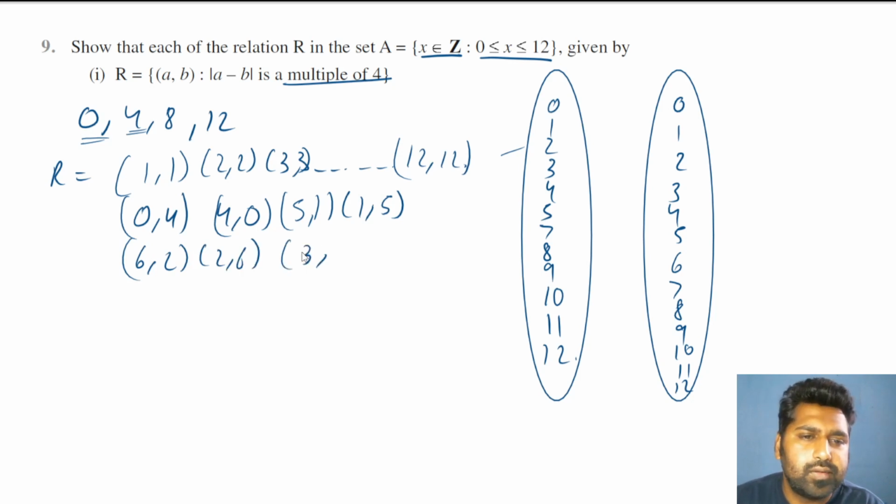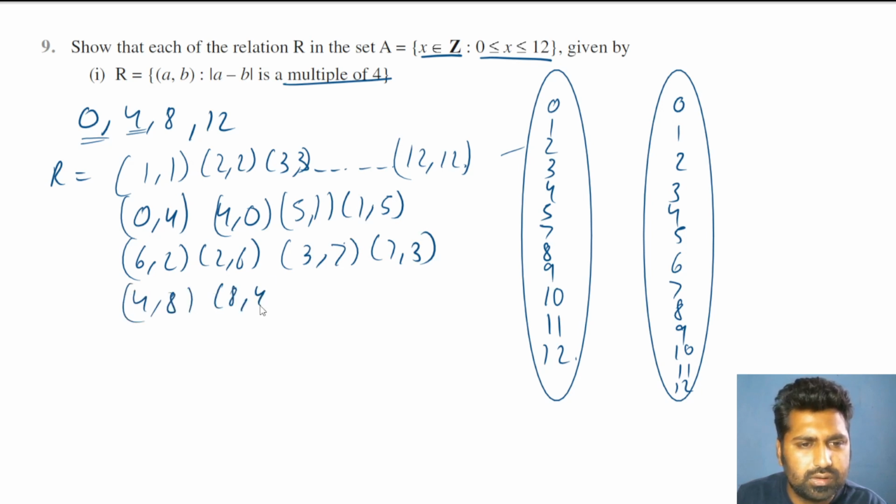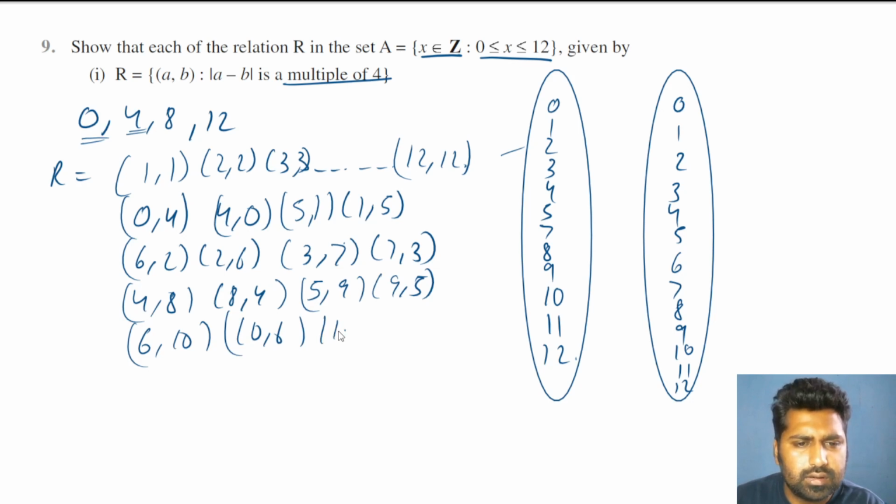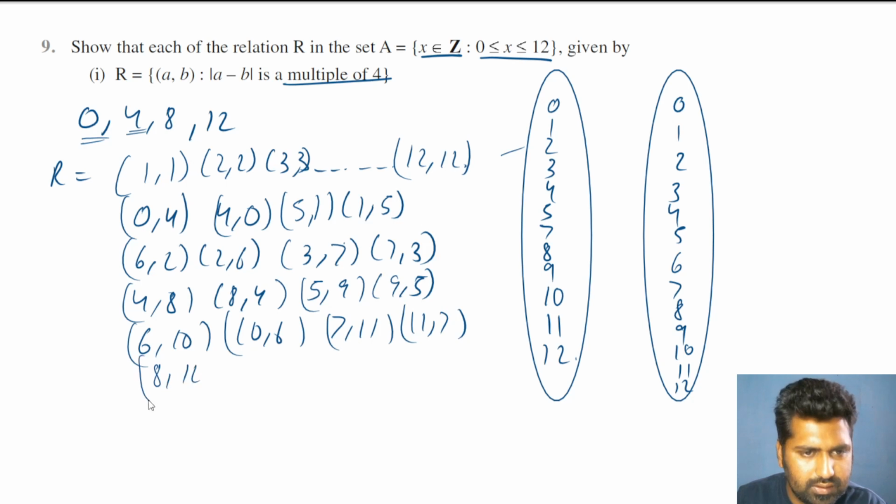3, just keep adding 4. So 3 7, 7 3, 4 8, 8 4, 9 5, 5 9, okay, and 6 10, 10 6, and 7 11, 11 7, so reverse also, and 8 12, 12 8.